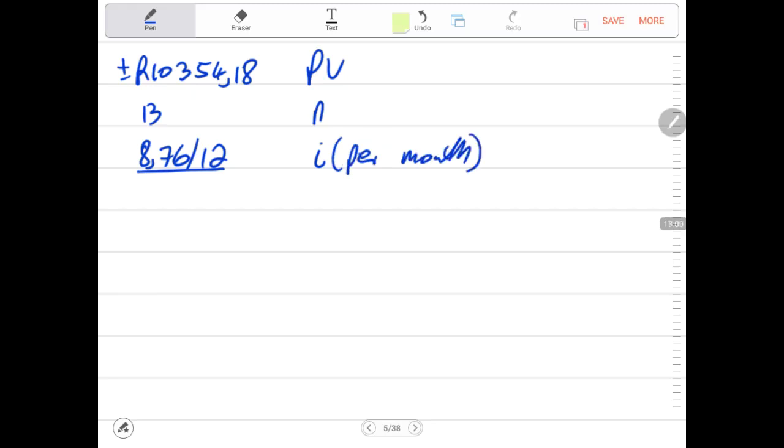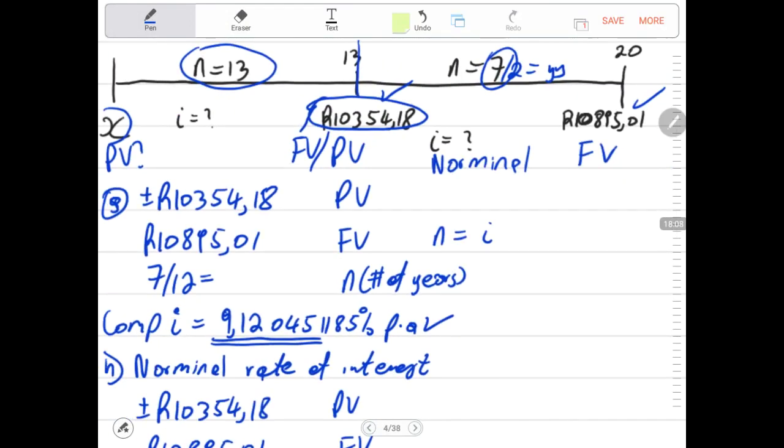Then if it's per month and the amount was invested for 30 months, then our n will be 13 months. Remember, once again, now we are calculating the present value, the amount that was initially invested. In other words, we have the future value, we have our n, and we have our I as 8.76%. Then we are looking for the present value.